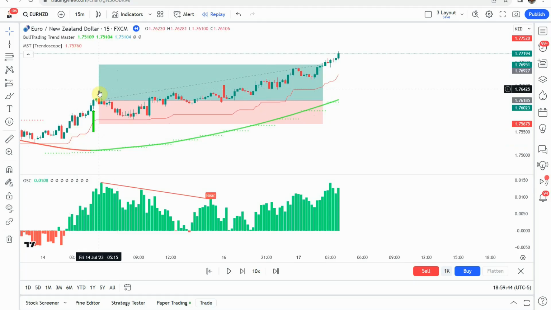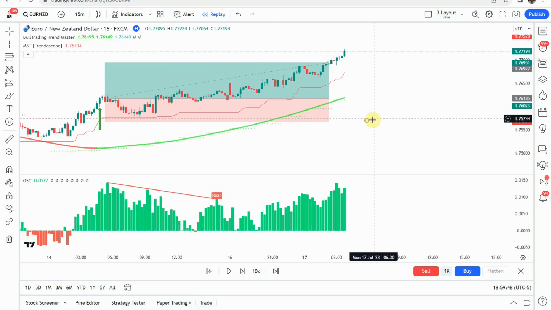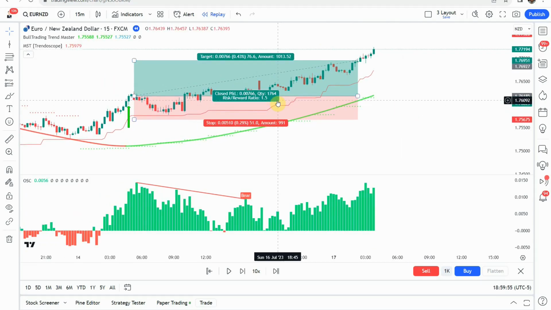Alright, so once again, you can see that we get a little bit of a pullback, got close to our stop, kind of chopped sideways just a little bit, kind of slowly working its way up, and then finally comes up and gets us to our take profit once again. Alright, so that puts us at the end of the testing right there.